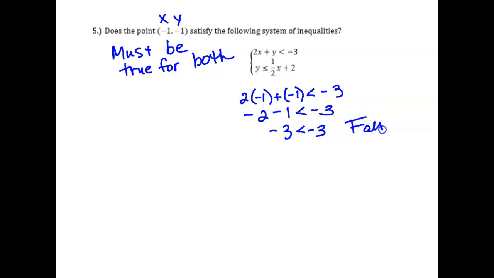So I don't even need to check the second one. Okay, but if you did get it true here, then you would check the second one. It must be true for both. So this one does not.